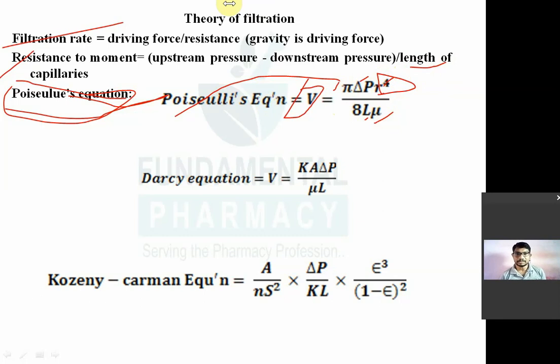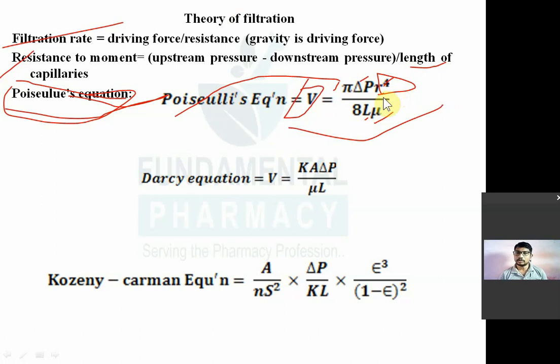Now Poiseuille's experiment has considered the thickness of cake, but they have not considered the permeability factor across the capillary. Poiseuille did not consider what the permeability factor is. That's why Darcy said that this is not that perfect, and so Darcy's equation came into picture.